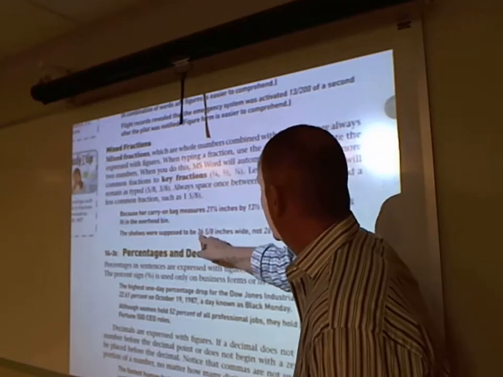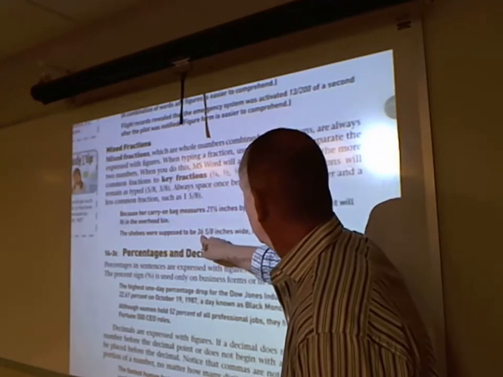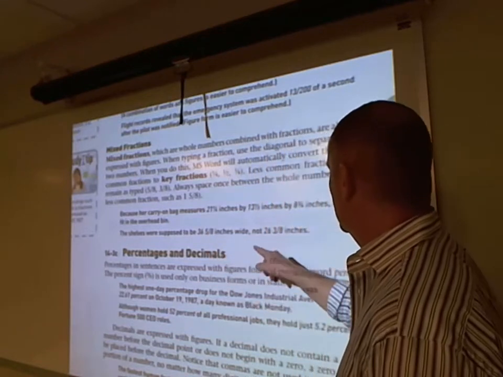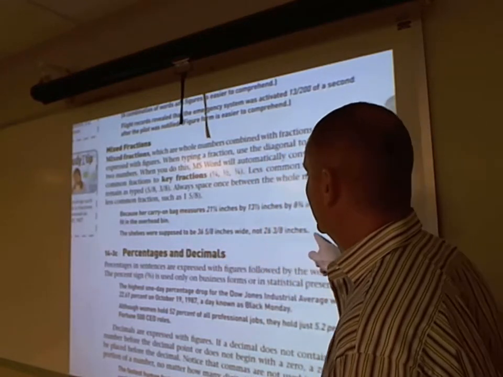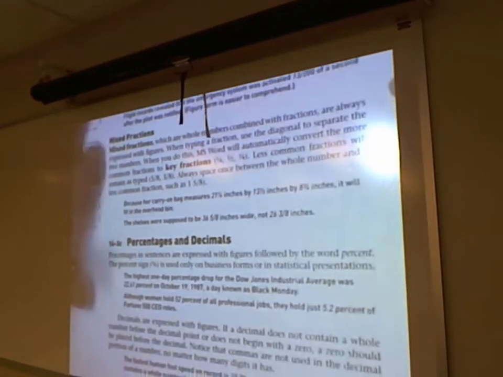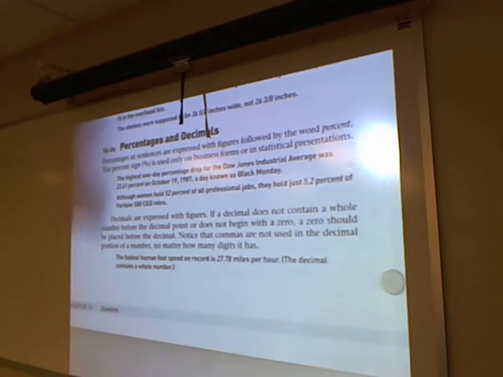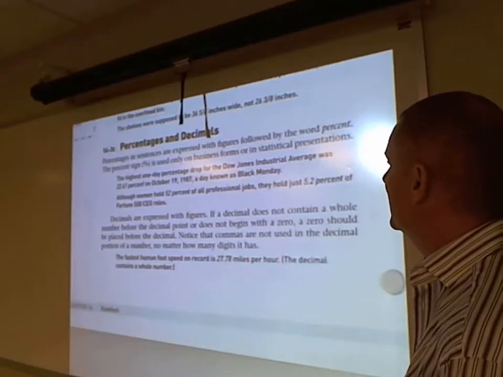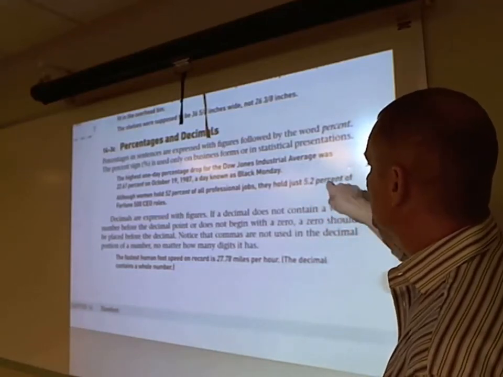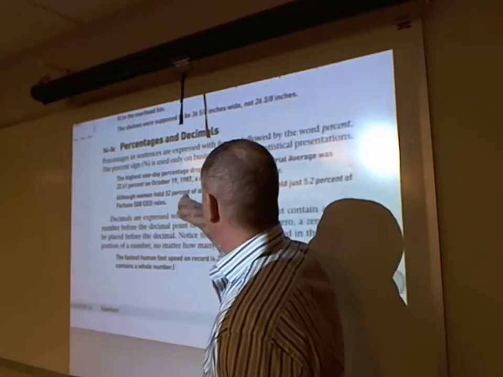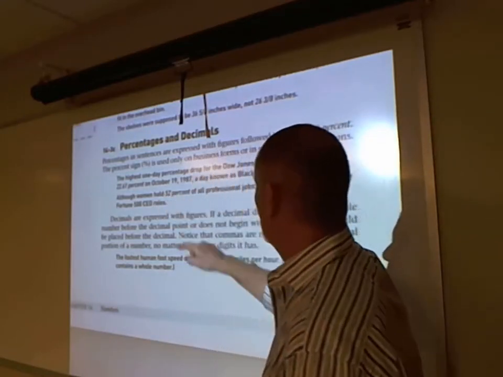Percentages and decimals. All numbers before the word percent consider to be a figure. Don't use a percent sign in business writing. So it's 5.2% spelled out as a word, but the number is a figure. 52%, figure and then the word. Decimals are expressed with figures. If a decimal does not contain a whole number before the decimal point or does not begin with a zero, a zero should be placed before the decimal. That's on the next page.